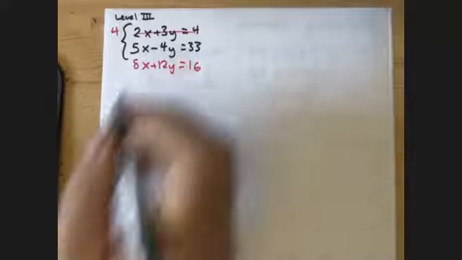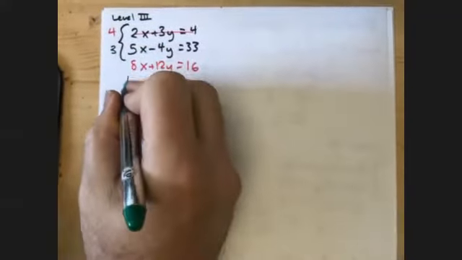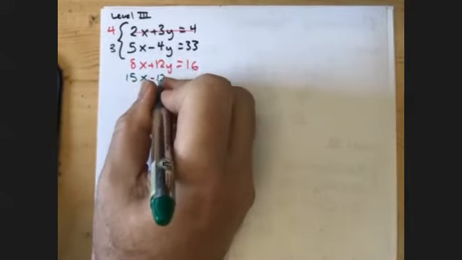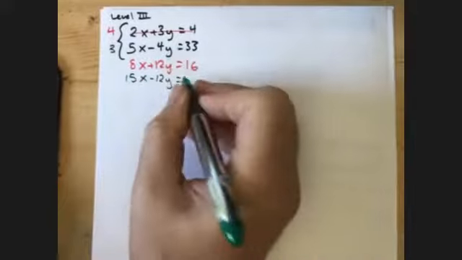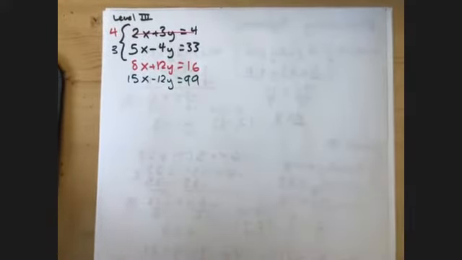Now, I'm going to make my 4 into a 12 by multiplying by 3. 3 times 5 is 15x. 3 times negative 4 is negative 12y. And 3 times 33 is 99. That's a big number.